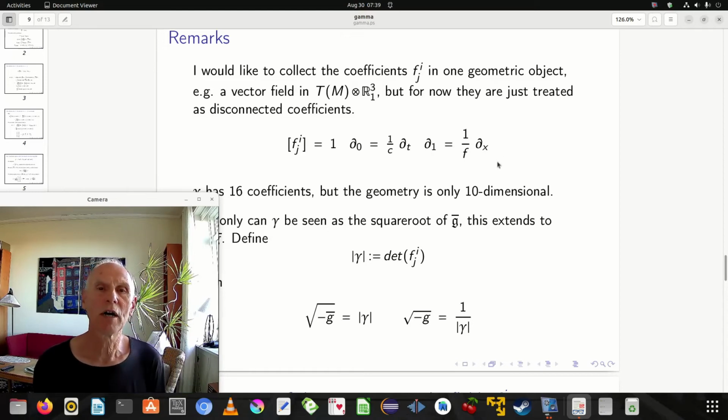That's the first remark. The next is that I've defined gamma with 16 coefficients, but the geometry has only 10, so there's room for some reduction here. One might impose a symmetry requirement on the coefficients. I have no opinion on this.